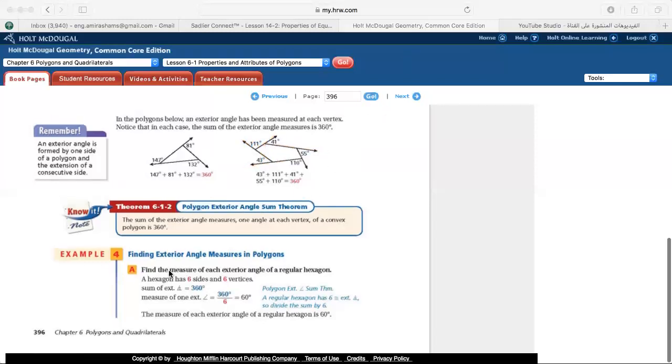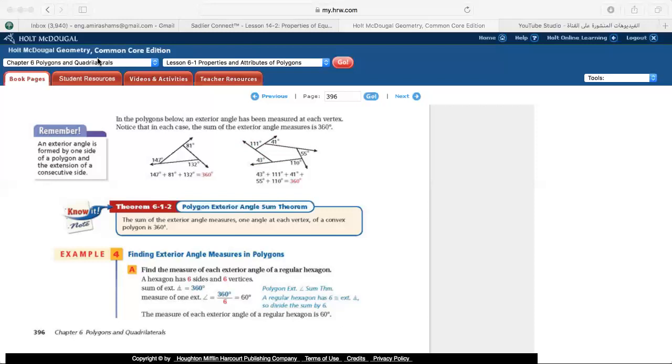Okay, girls? So, a hexagon has 6 sides and 6 vertices and 6 angles also. Find the measure of each exterior angle of a regular hexagon. Regular means that all its angles are equal, equilateral. So since they are all equal and the exterior angles sum to 360 and the hexagon has 6 angles, 360 divided by 6 is equal to 60.